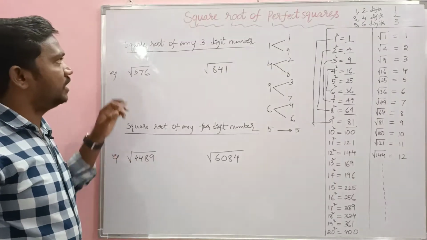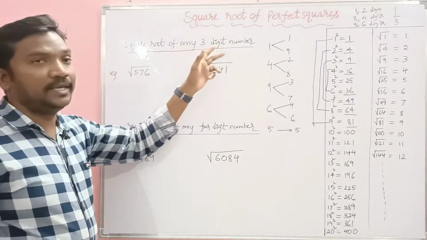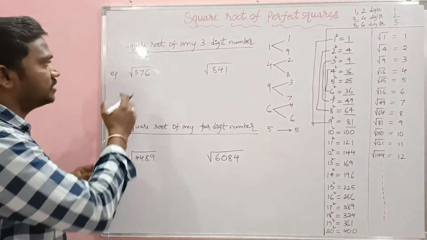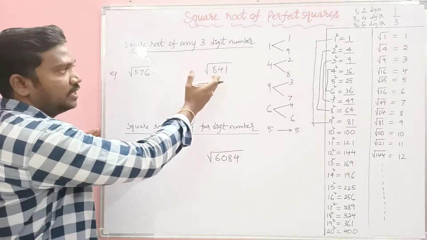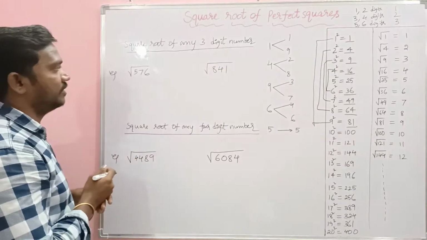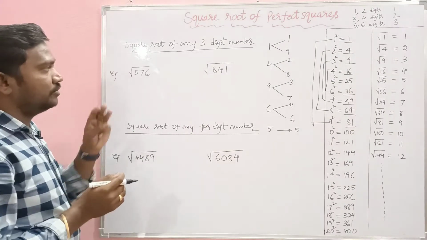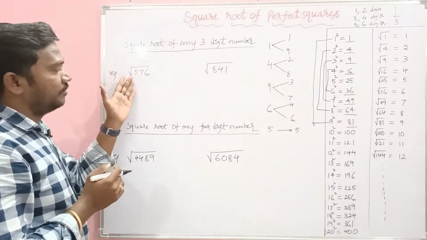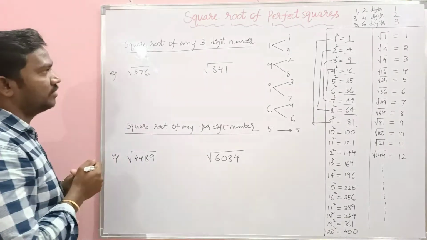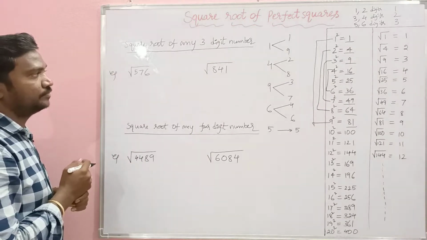Now see here, square root of any 3-digit number. Let us see some examples. How to find the square root of 576 and square root of 841. I will tell you 3 simple steps. If you follow these 3 steps, we can find the square root of any 3-digit number.